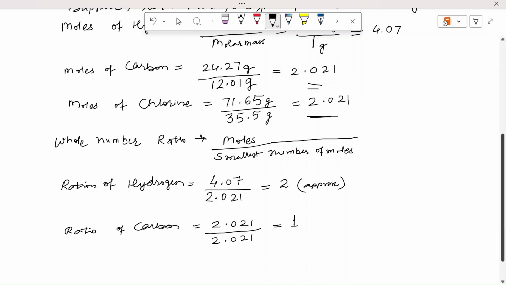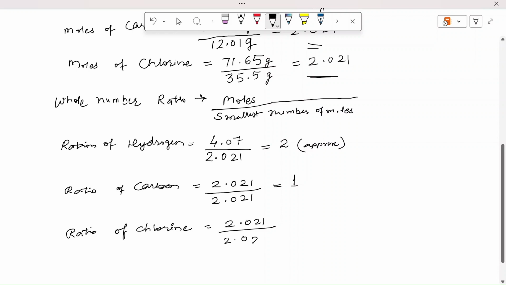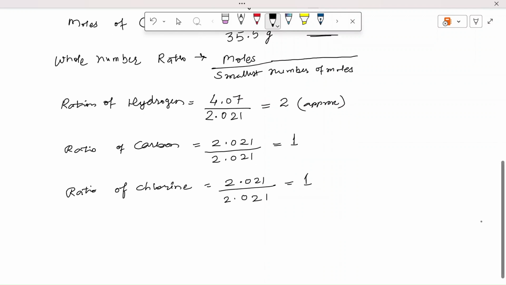Fine, now we are calculating the ratio for chlorine. Ratio of chlorine, right, for the number of moles 2.021, and the smallest number once again 2.021, and once again it becomes 1. So what is the ratio of hydrogen, carbon and chlorine? It comes out to be 2, 1 and 1.